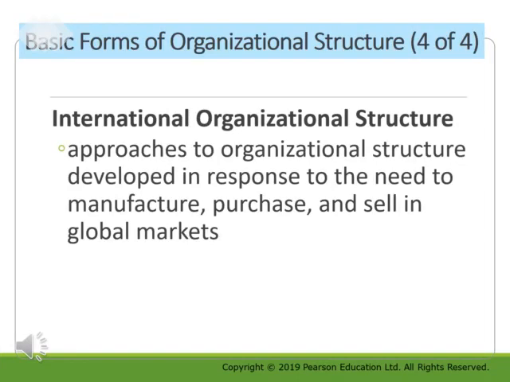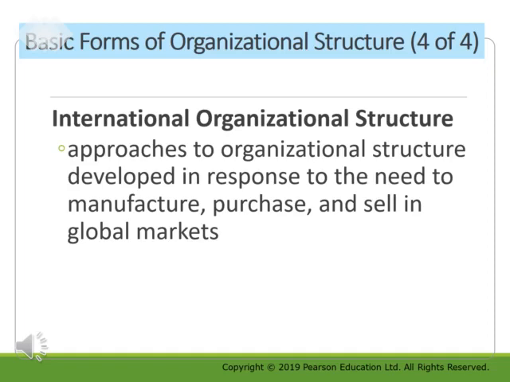Here comes the last type of organizational structure: the international organizational structure. It is an approach to organizational structure developed in response to the need to manufacture, to purchase, and to sell in global markets. So if the organization has these needs, they need to manufacture their products or services overseas. They need to purchase the products and raw materials overseas, and they need to sell them in global markets. Okay, so they need to have this international organizational structure.